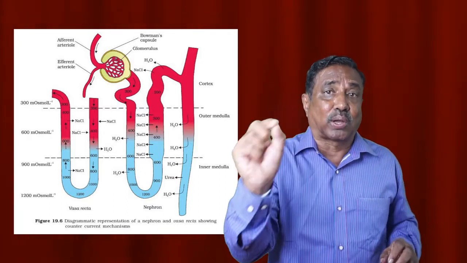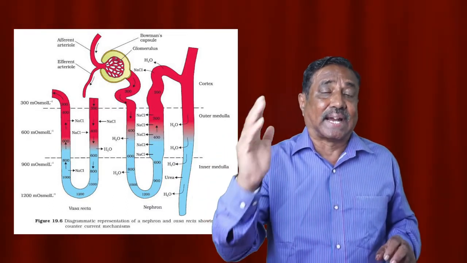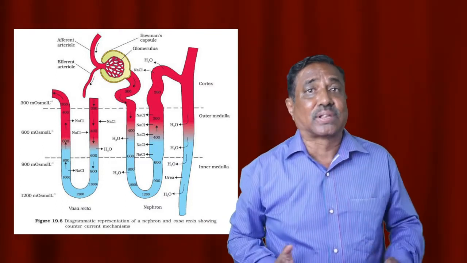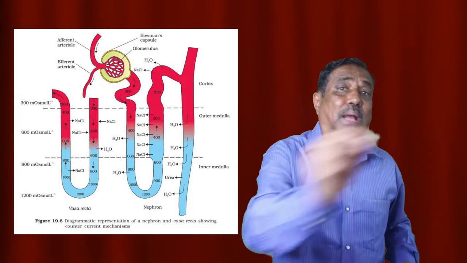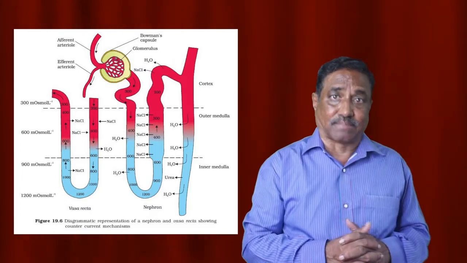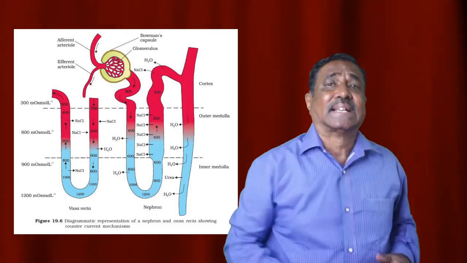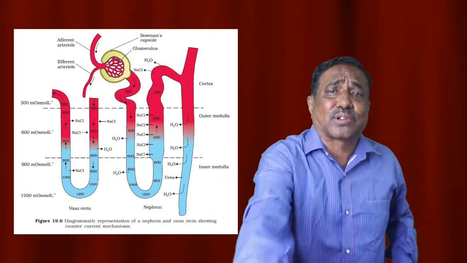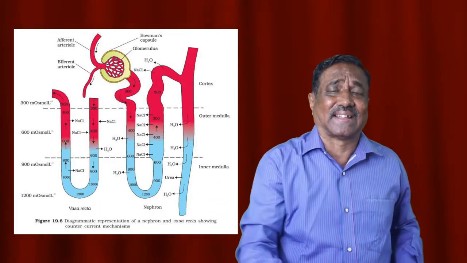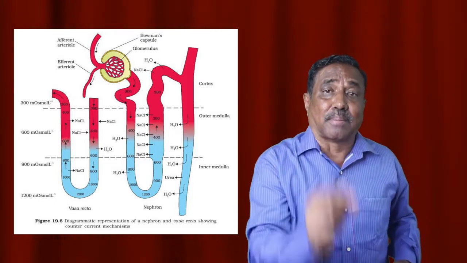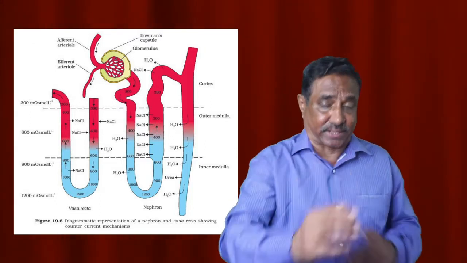certain osmoreceptors will be there, and these receptors decrease the secretion of ADH by a feedback mechanism. And this ADH is a vasoconstrictor, and this increases the GFR, glomerular filtration rate.